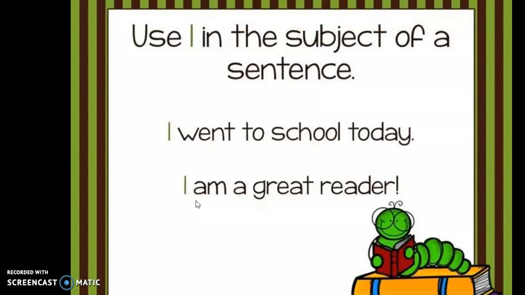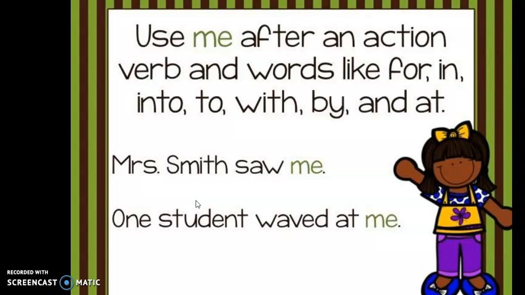Now, when do we use me? Use me after an action verb. So action verbs are words that show an action. For example, jump, run, gave. Action words. Verbs are words that you're doing. Anything that you can do. Can you sleep? Yes, that's an action. Can you eat? Yes, that's an action. So those are action verbs. And also, if there are words like for, in, into, to, with, by, and at, if these words are there, then you will use me after.